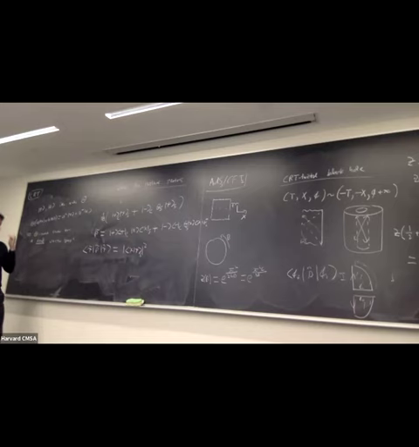So the claim is that the reality of the Hilbert space introduces corrections to quantum mechanics, which go away in the limit that the universe becomes large.